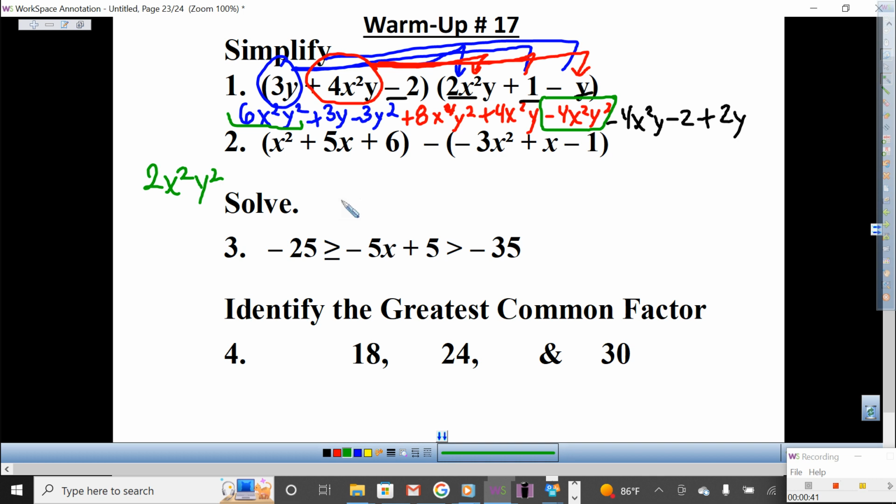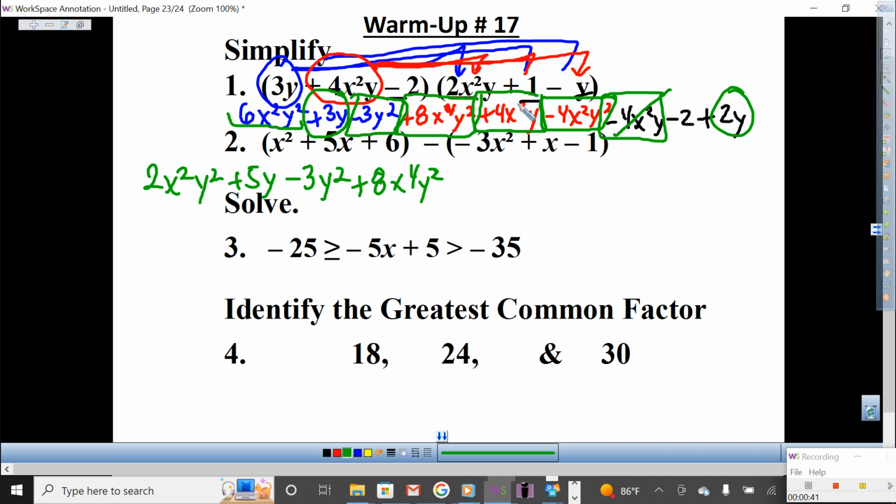Okay. Next, is there another y? Yes, over here. So what is 3 plus 2? That is 5y. Okay. Next, is there another y squared? No. Let me bring that down. Negative 3y squared. Is there another x to the fourth y squared? No. That's 8x to the fourth y squared. And then is there another 4x squared y? Yes, it's a negative, so these cancel. And then we're left with negative 2.